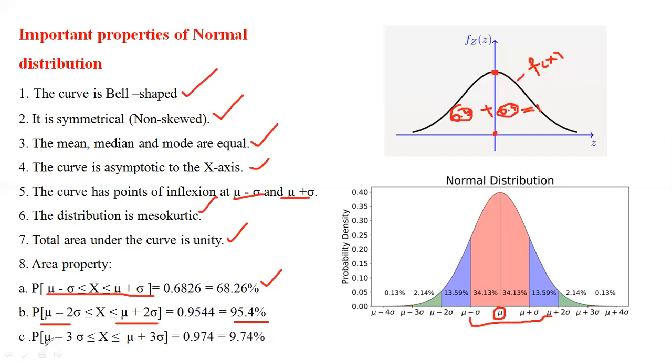And mu minus 3 sigma and mu plus 3 sigma, which covers 97.4%. This is 97.4. This is the information we can carry out from the normal distribution. So this is the great advantage of the normal distribution, and this we call the 3 sigma rule. The 3 sigma rule means single sigma, 2 sigma and 3 sigma. So we call this the 3 sigma rule also.